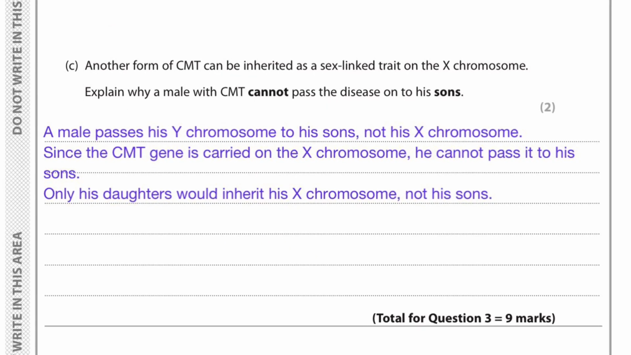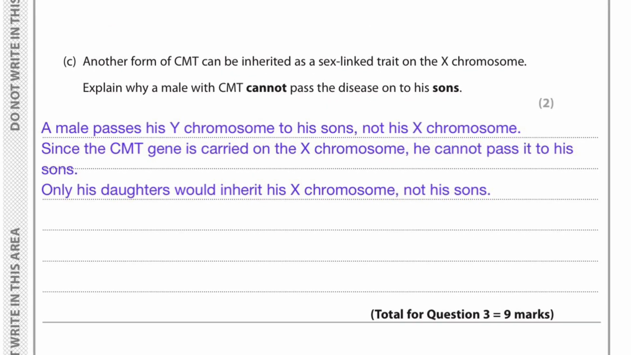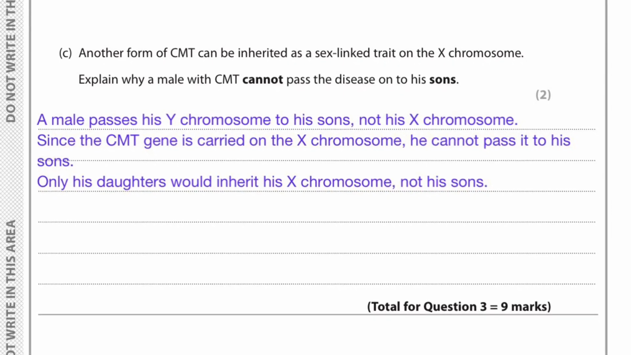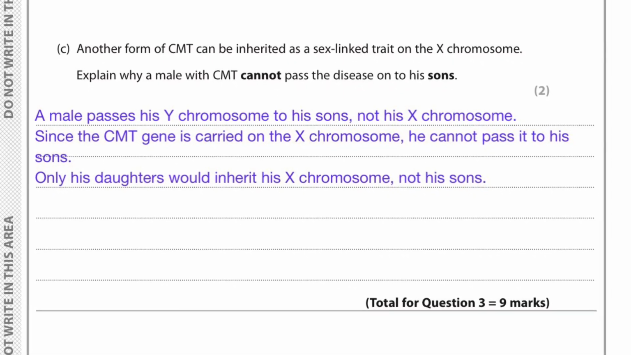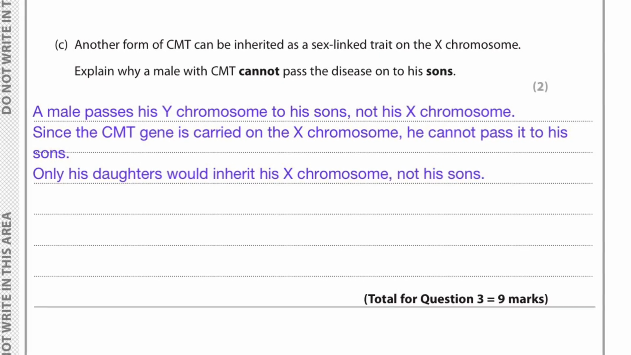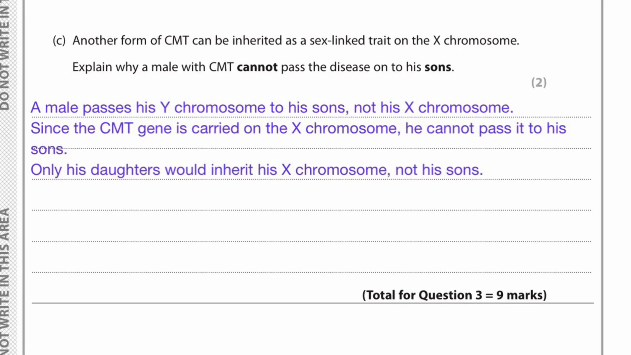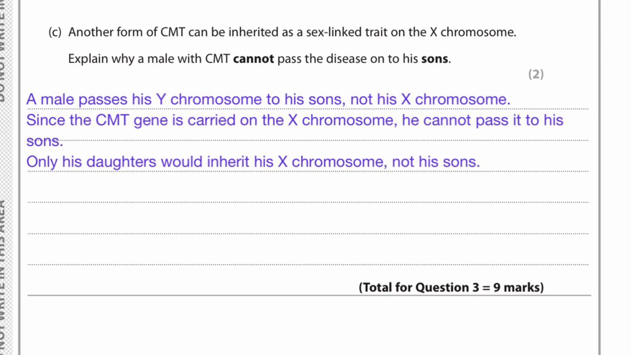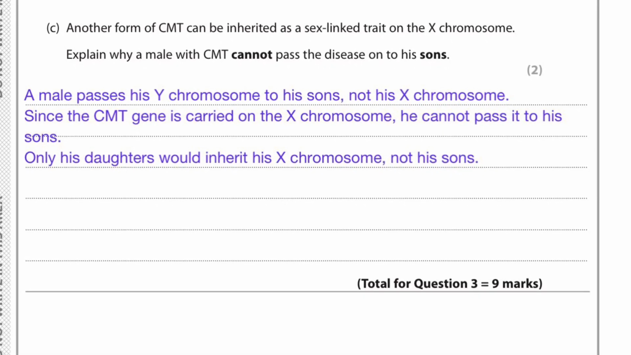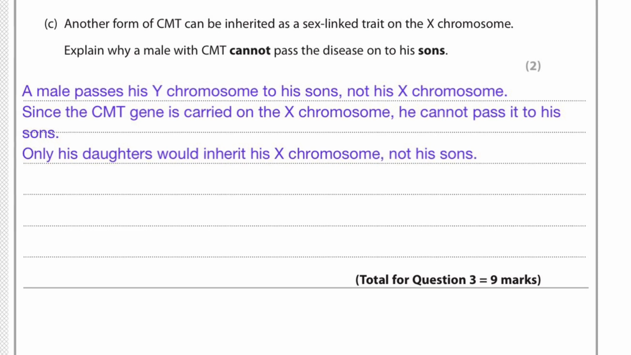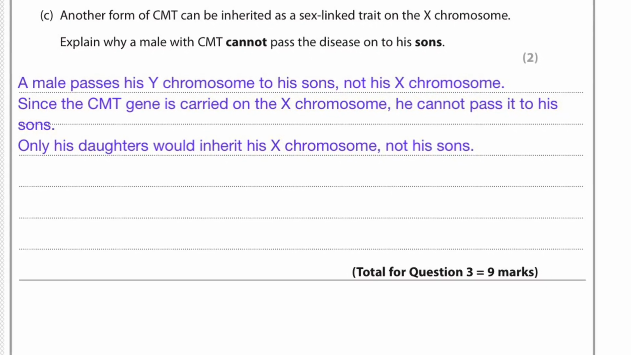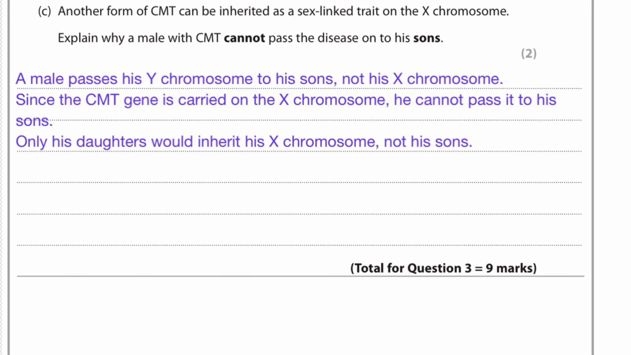They say, another form of CMT can be inherited as a sex-linked trait on the X chromosome. Explain why a male with CMT cannot pass the disease to his sons. This part focuses on how sex-linked traits are inherited. So I said, a male passes his Y chromosome to his sons, not his X chromosome. Since the CMT gene is carried on the X chromosome, he cannot pass it to his sons. Only his daughters would inherit his X chromosome, not his sons.